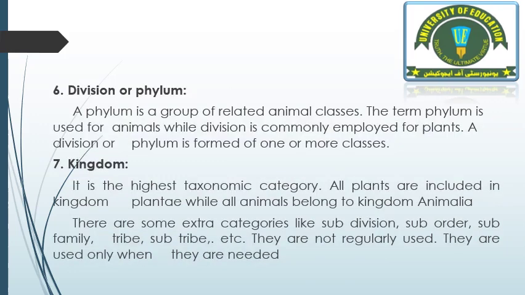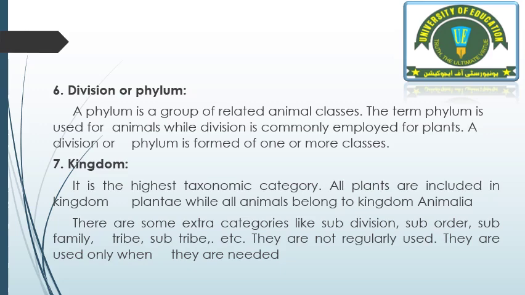Number 6, division or phylum. A phylum is a group of related animal classes. The term phylum is used for animals, while division is commonly used for plants. A division or phylum is formed from one or more classes. Number 7 is kingdom. It is the highest taxonomic category.